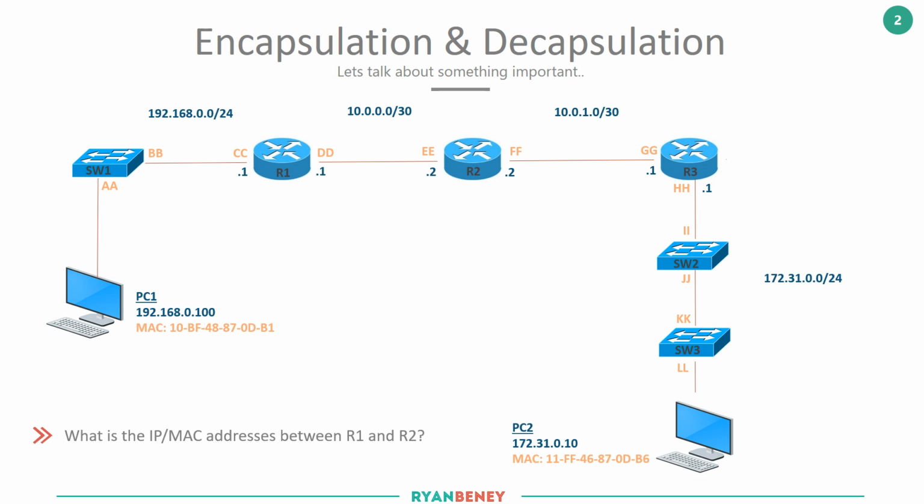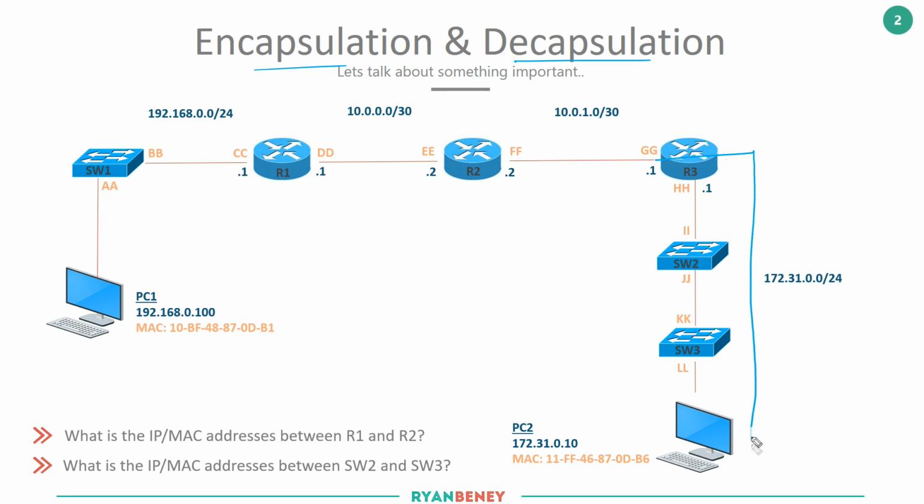Our next question that we were asked was, what is the IP/MAC addresses between switch 2 and switch 3? Again, we know that the encapsulation and decapsulation only happens at layer 3 as it runs between networks. As such, here it's already inside a single network. So as it's moving between switch 2 and switch 3, the IP and MAC addresses will remain the same.